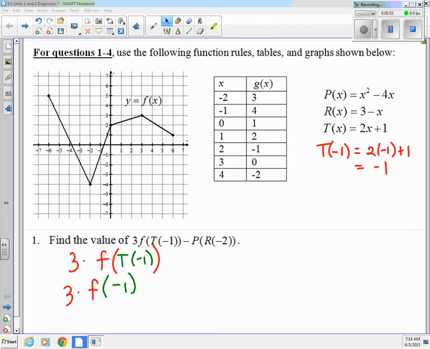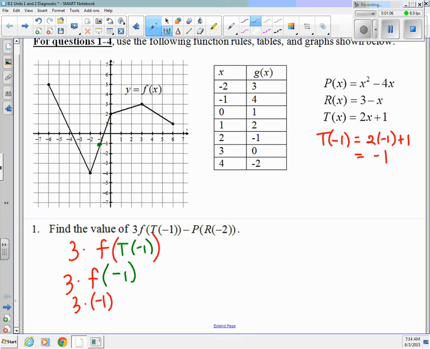For f of -1, I'm going to go to the graph and look at an x value of -1 and read off the y value, and that also is -1. So this is 3 times -1, which is -3. By the way, I hope you're not thinking that every time you evaluate a function, you don't change the number. It just happens to be that t of -1 was -1 and f of -1 was also -1. So we get -3 there.